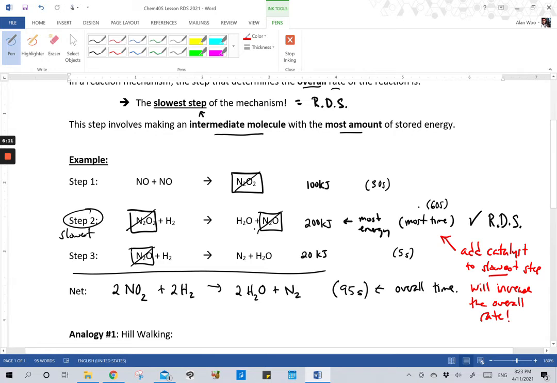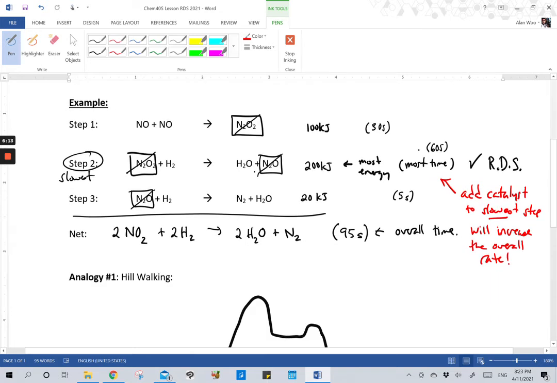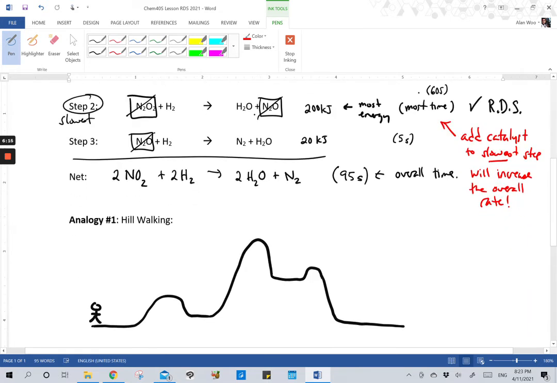So let's take a look at an analogy. Actually, there are 2 analogies that I want to look at. The first one is hill walking. In this analogy, we're going to try and do the same thing, try and show what is the slowest step in this multi-step process. In this analogy, there are 3 hills.